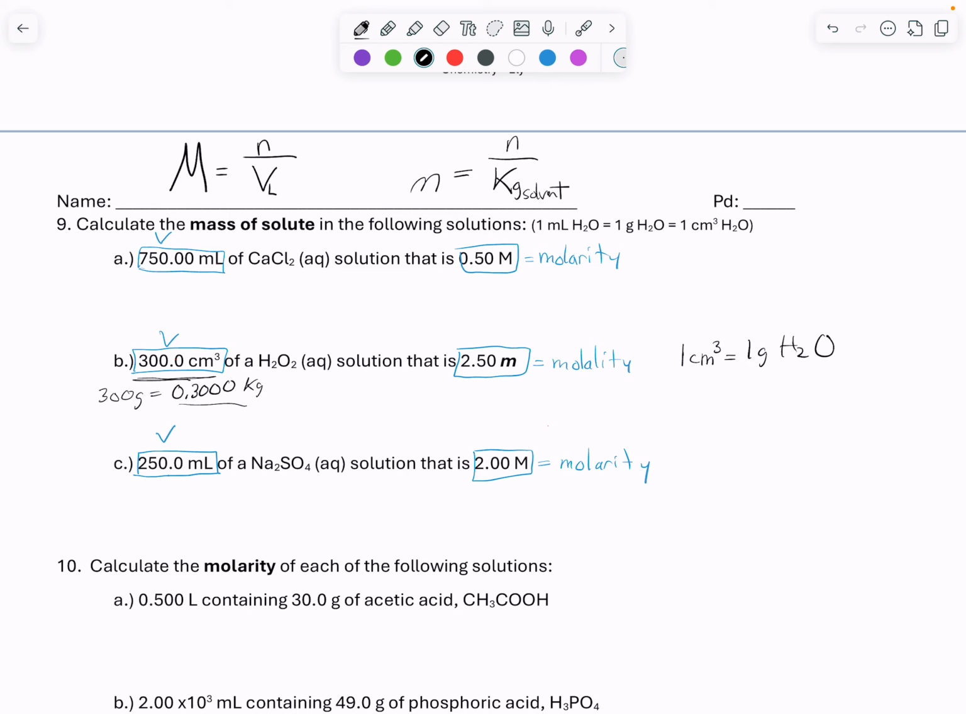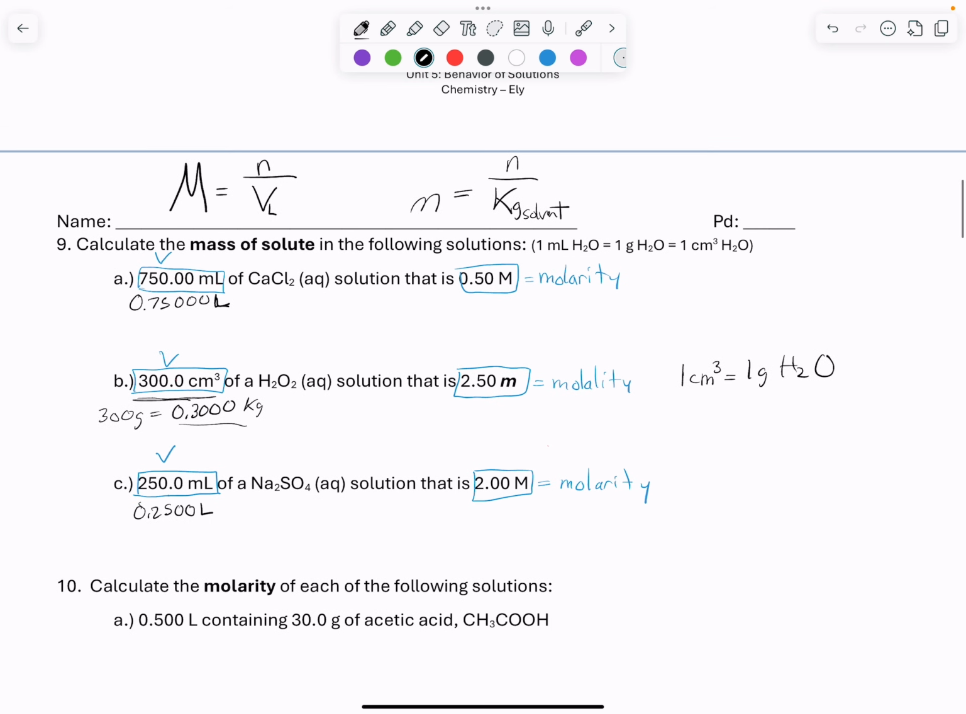This one here, the letter A, is milliliters. You need to make that liters. So again, 750 milliliters is equal to 0.75000 liters. I'm keeping all the sig figs. So we got those 2 correct. The last one down here also needs to be in liters. So 250 milliliters is 0.2500 liters. Now everybody's in the right units. I don't have to convert any of the stuff on the right. These guys are good to go. So we just plug them in.